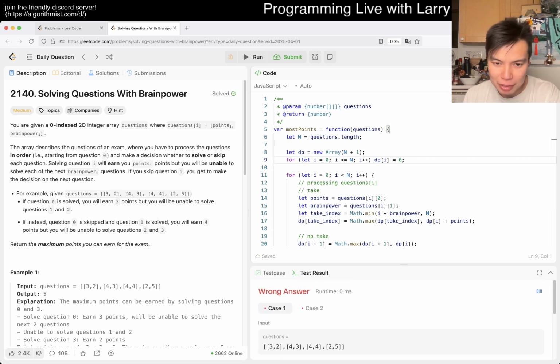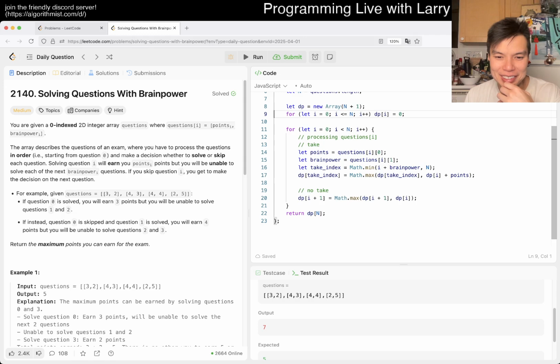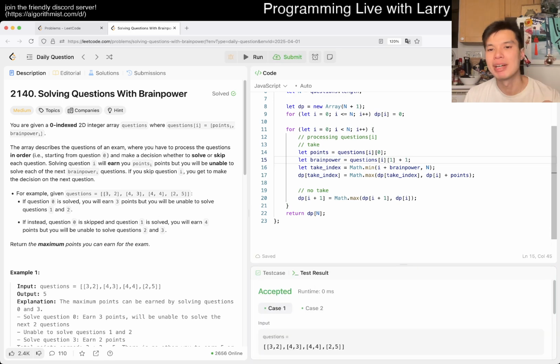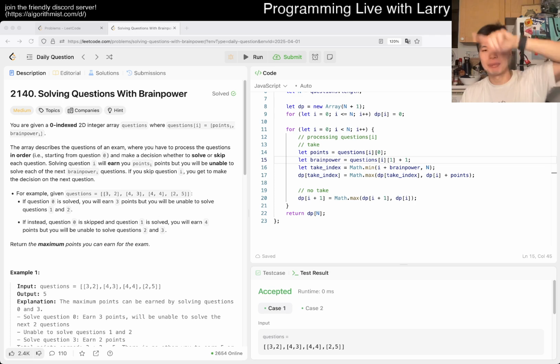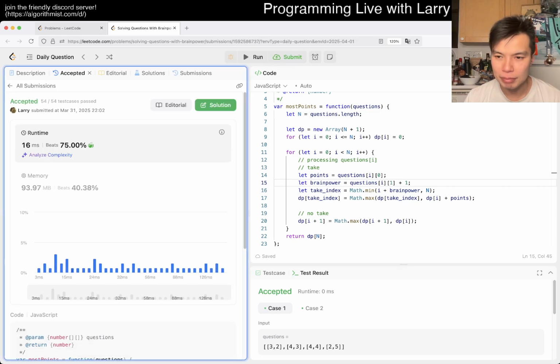Okay. But apparently it is wrong. What am I doing wrong? Output 7, expected 2. Oh, it's Brainpower plus 1. I said this, but yeah, it's this plus 1, because you have to solve the current problem and then skip the next ones after that. So my drawing was wrong because I forgot that you have to solve the problem and then skip whatever comes after that. But as you can see, easy fix. Let's give it a quick submit. And there you go.